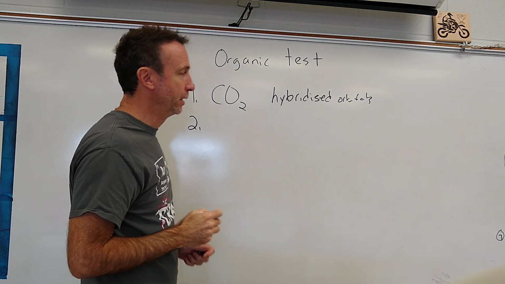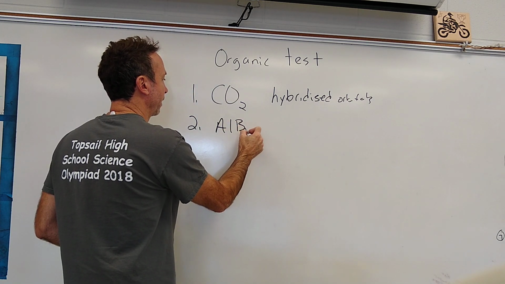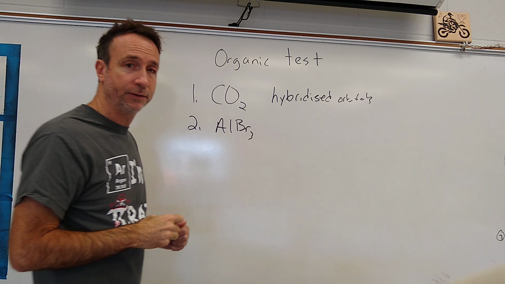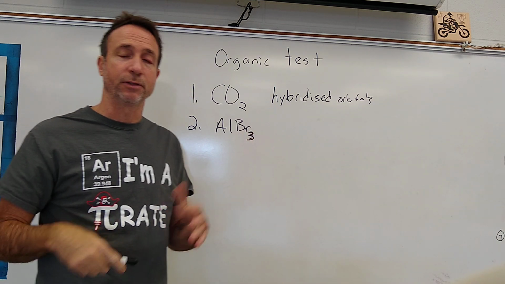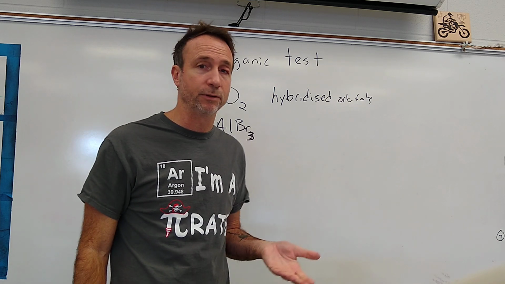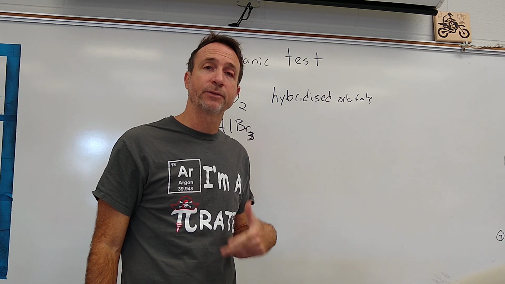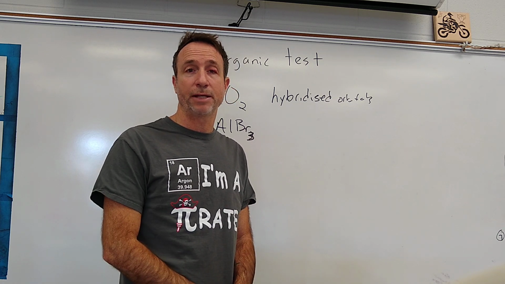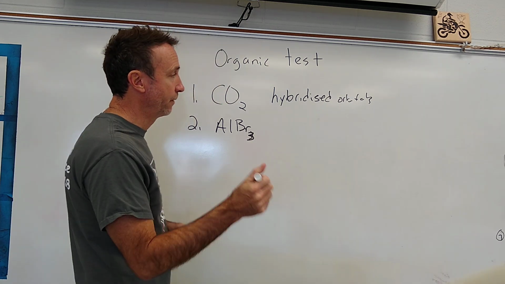And number 2 would be aluminum bromide. I need you to draw this. I need you to label the shape. You can label all the interior bonds. Make sure you include all of the unbound pairs. And I need you to label this as polar or non-polar, all right?